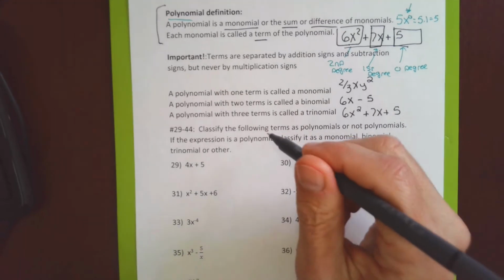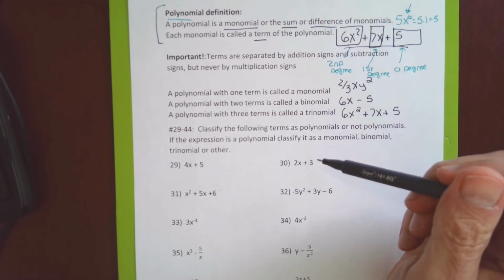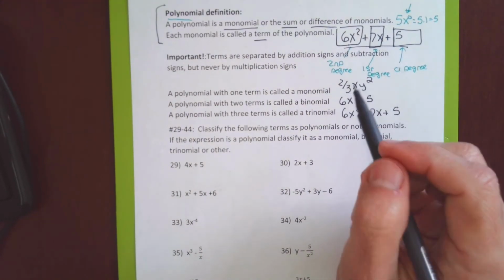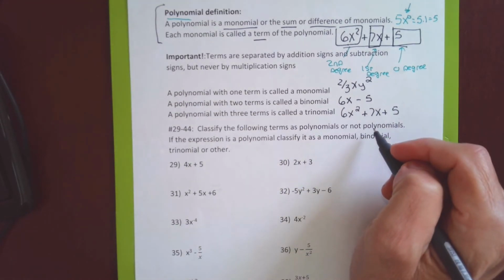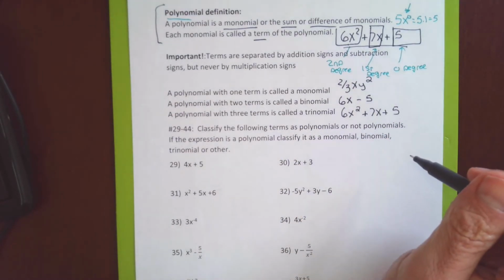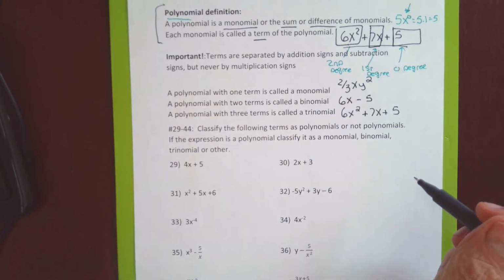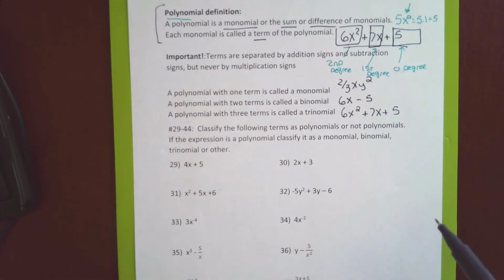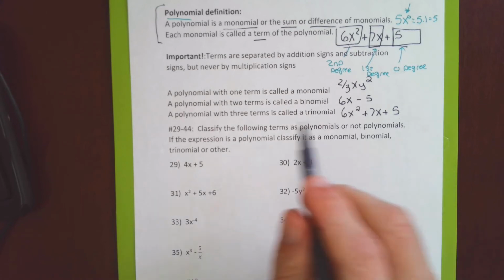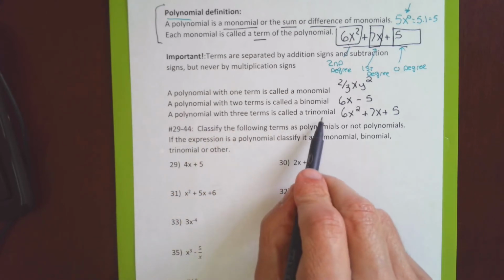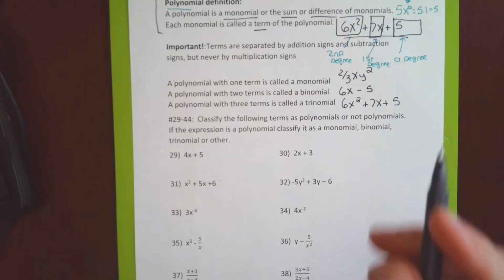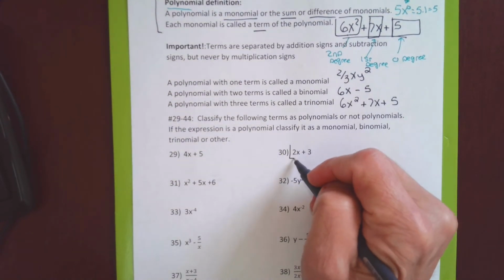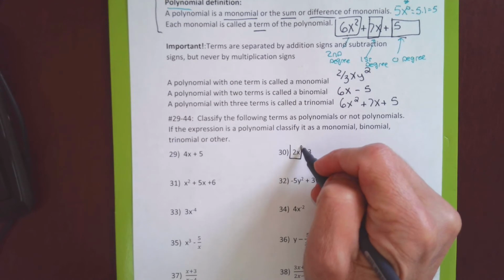So in the problems 29 through 44, which are about to come up, we're supposed to determine whether what's listed is a polynomial or not, and if it's a polynomial, classify it as a monomial, binomial, a trinomial, or if it has more than three terms, we'll just call it other. A polynomial with more than three terms, we just call it, doesn't have a special name, it's just an other polynomial. So in problem 30, I want to determine if this is a polynomial.